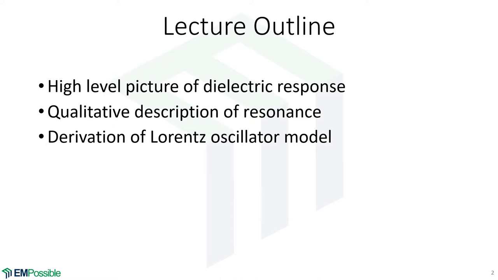From that, we will derive what is called the Lorentz Oscillator Model, where we'll make an analogy between what's happening at the atomic scale to a mass on a spring. And that's going to explain, it turns out, a lot of phenomenon.